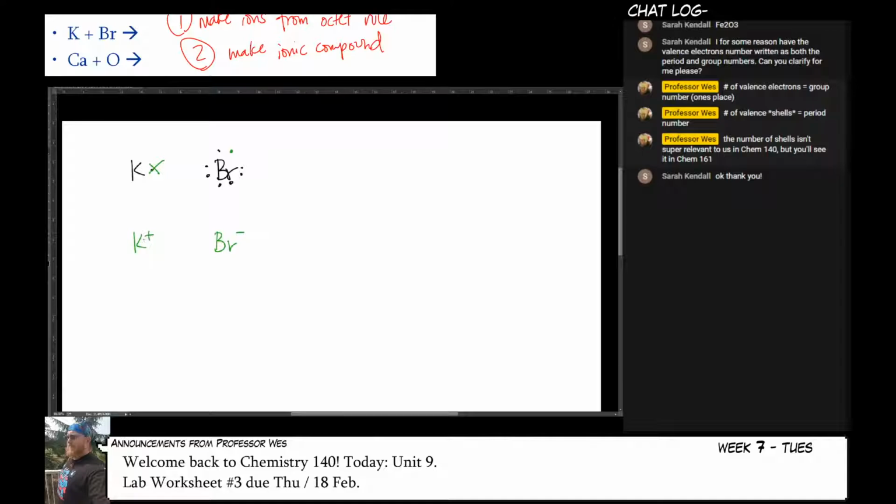Now to balance the charges. Does positive 1 and negative 1 balance out? They totally do. So that's going to be the compound that we make.